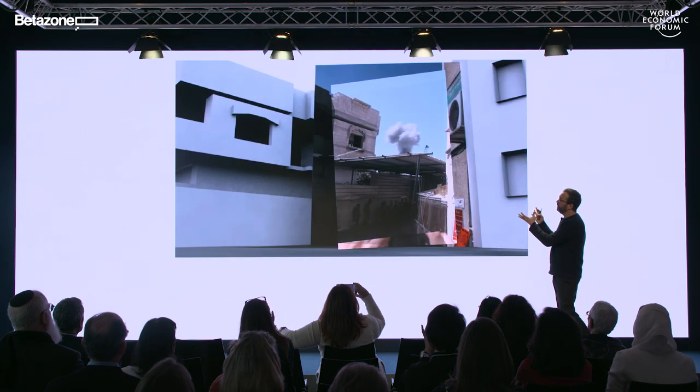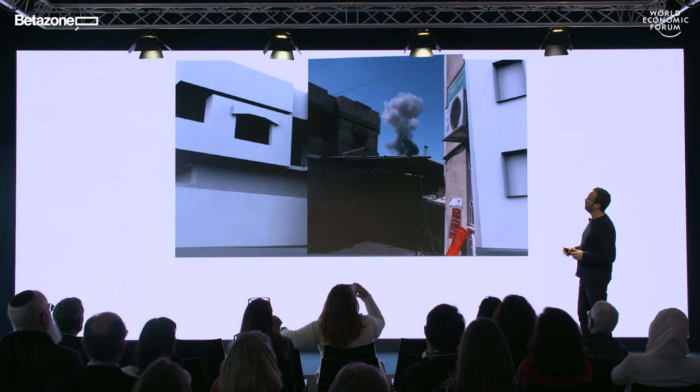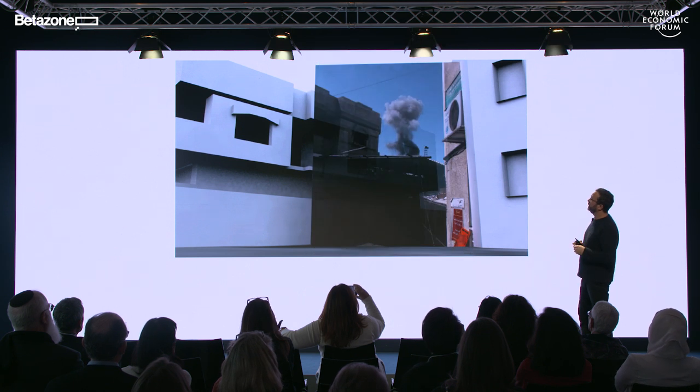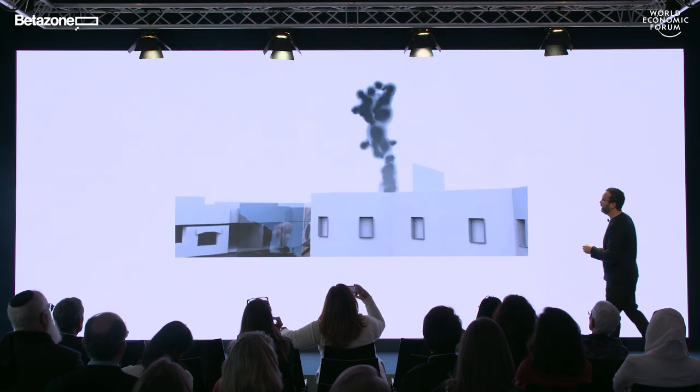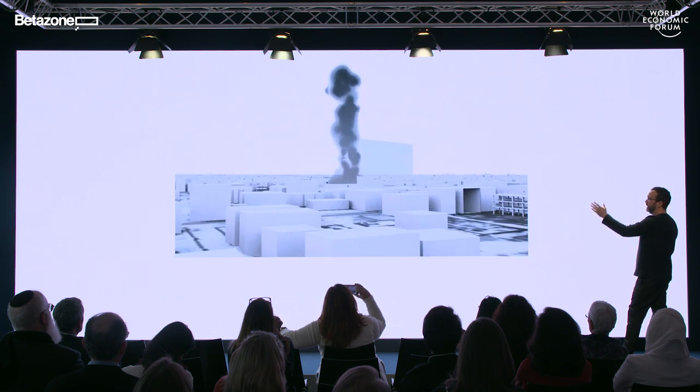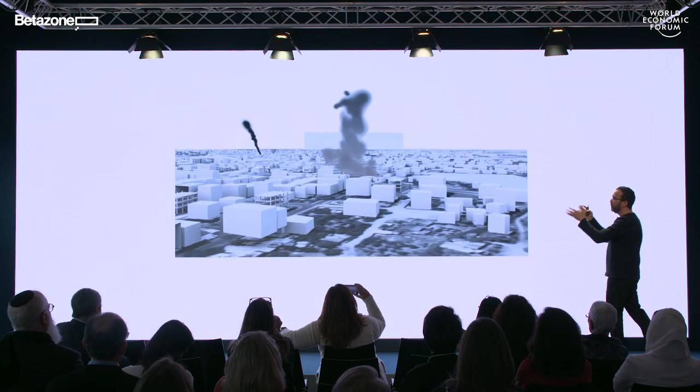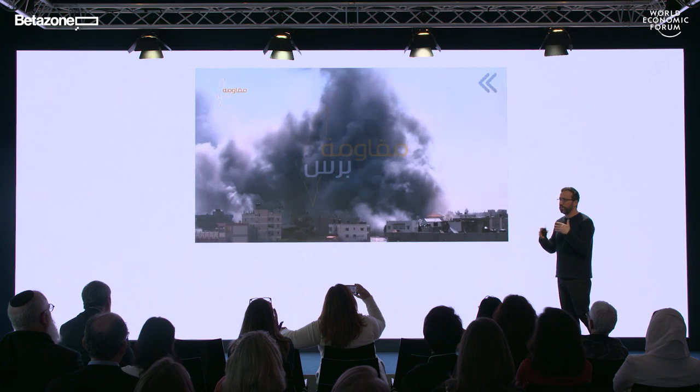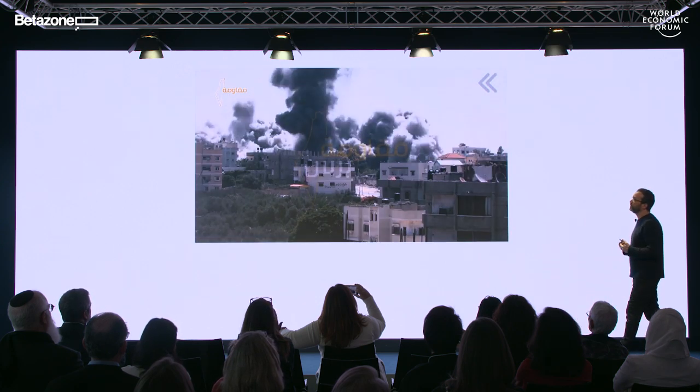Then we need to verify where those images are. This is a photograph taken from near a hospital in Rafah, and we see a bomb landing very close to it. We know it is there because we can match the image within our model. The model becomes a way of navigation through the space.